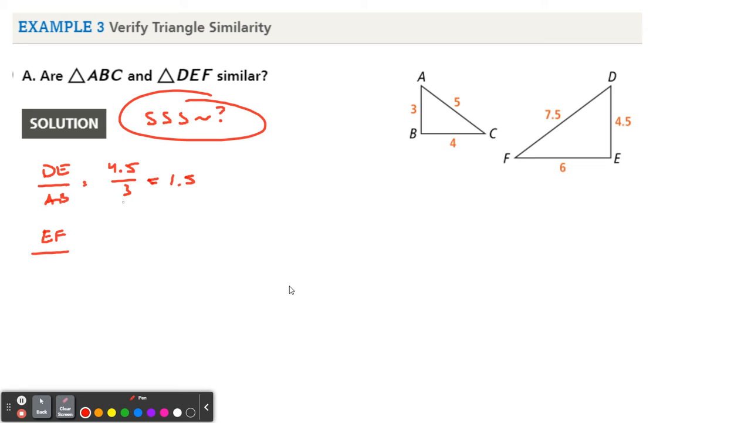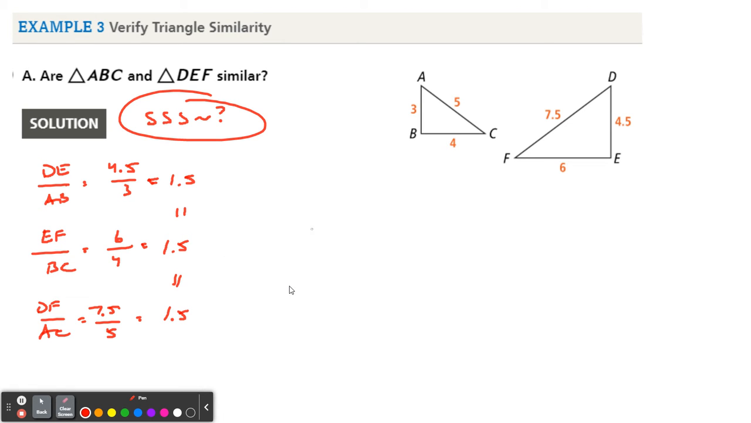EF corresponding to BC, right? Well, EF is 6, BC is 4. When you divide those, you also get 1.5. So far, so good, right? They're equal. Great. Now let's do the last side, right? Let's do DF and AC. DF is 7.5, AC is 5. Use the calculator. When you divide them, you get 1.5. Great. This checks out. They all have the same simplified ratio.